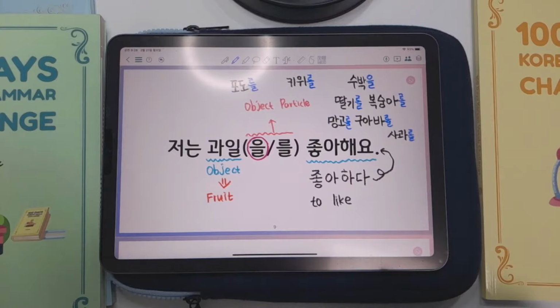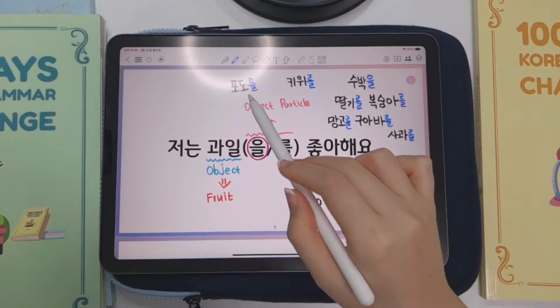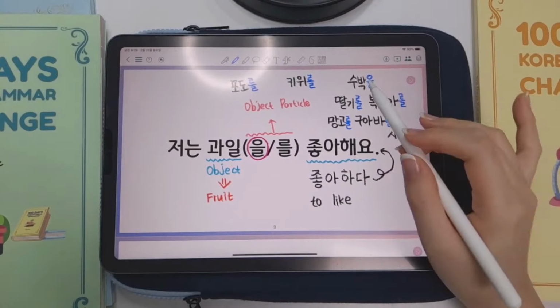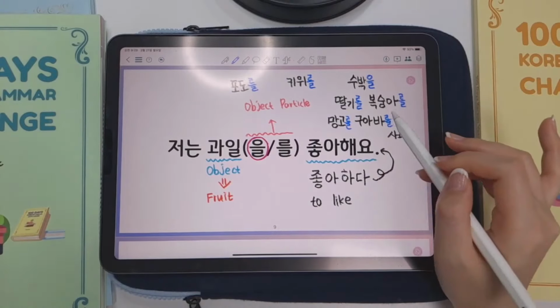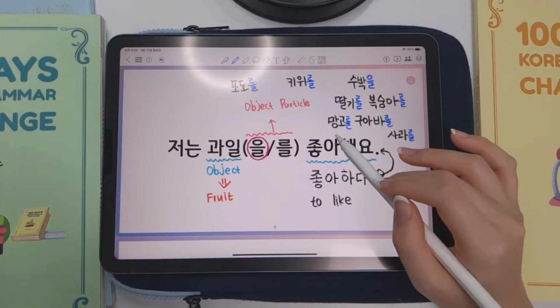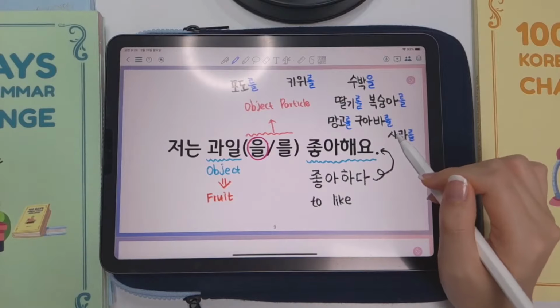Okay, only correction if I make a mistake. Okay, sure. 루지 씨 맞아요. Everything has 를, right? Okay, so 포도를, a grape, kiwi, just kiwi. 수박 is watermelon. 딸기, strawberry. 복숭아, peach. Mango is mango. Guava is guava. And 사과 is an apple.